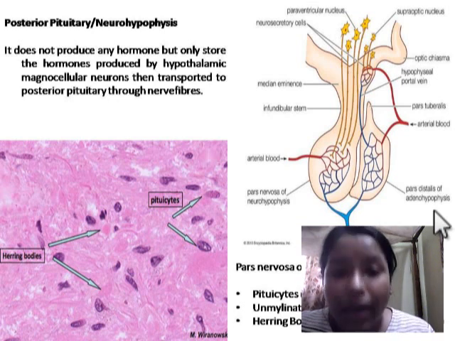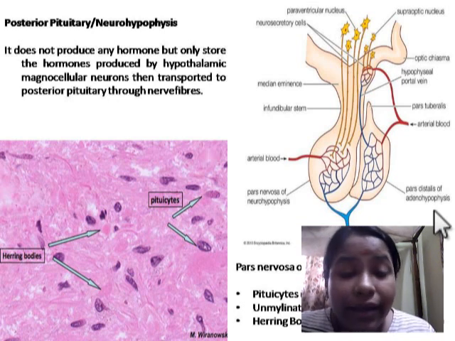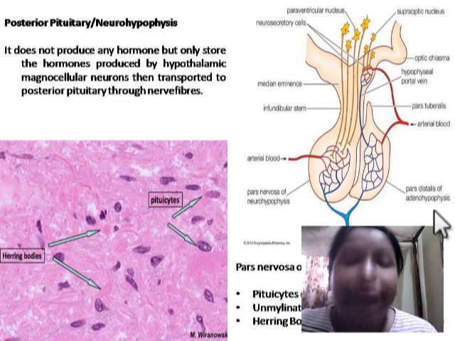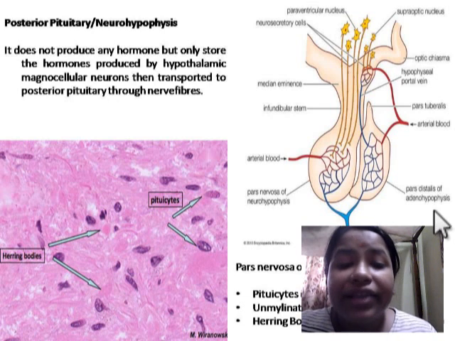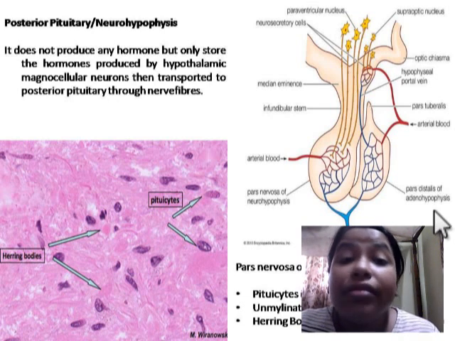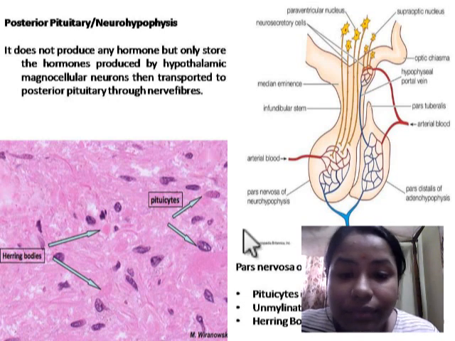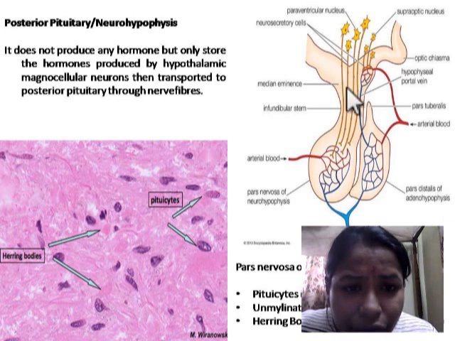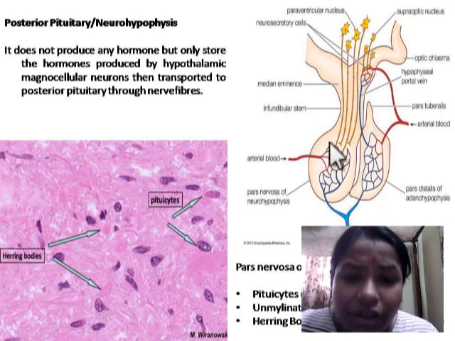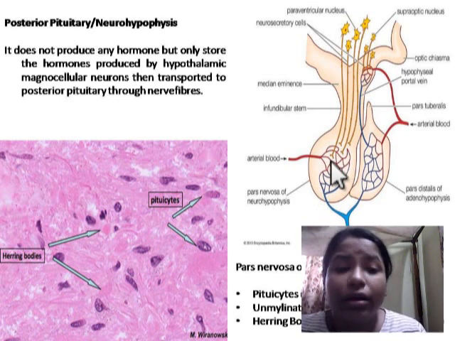Pars nervosa contains unmyelinated axons, neurosecretory Herring bodies and pituicytes, that are specialized glial cells. Generally, Mallory trichrome stains are used to stain the Herring bodies. Okay, see the neurons approaching towards the pars nervosa part of the neurohypophysis.